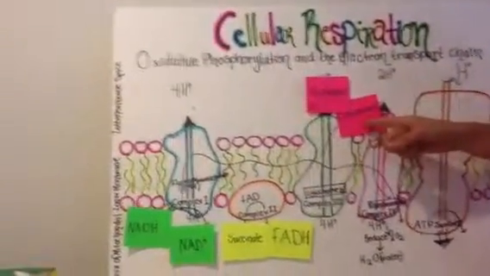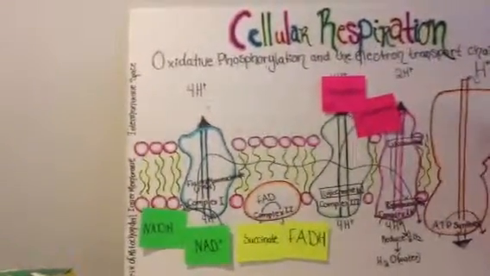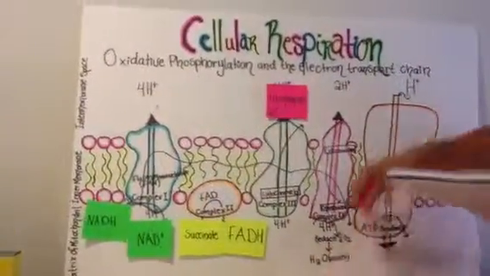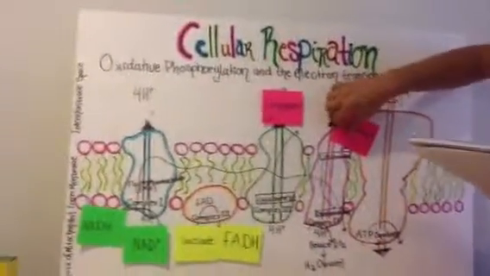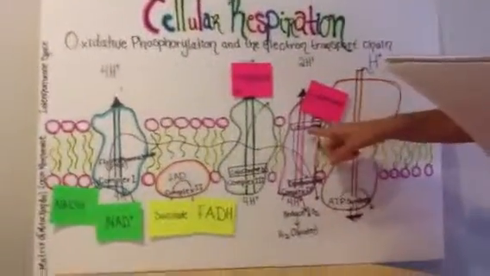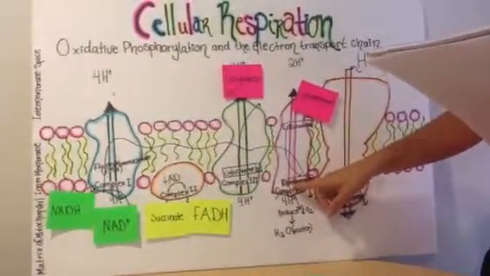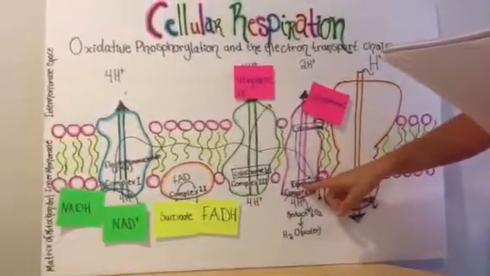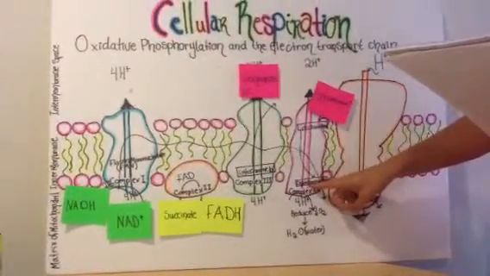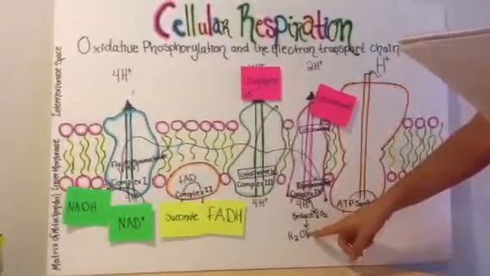Cytochrome C is a mobile carrier that transfers the electrons to complex 4. Then the electrons are brought down to cytochrome A, then to cytochrome A3. The final stage is the reduction of oxygen. Oxygen is then made into H2O, also water.